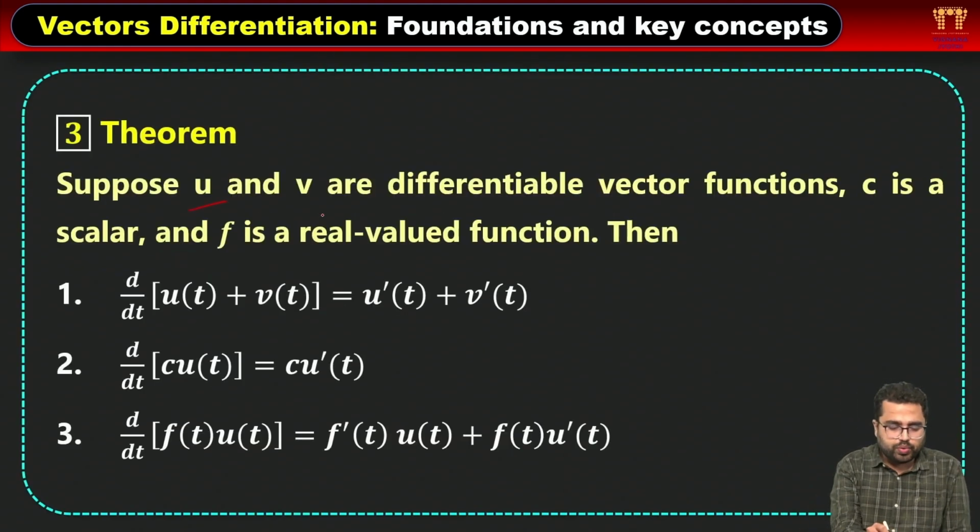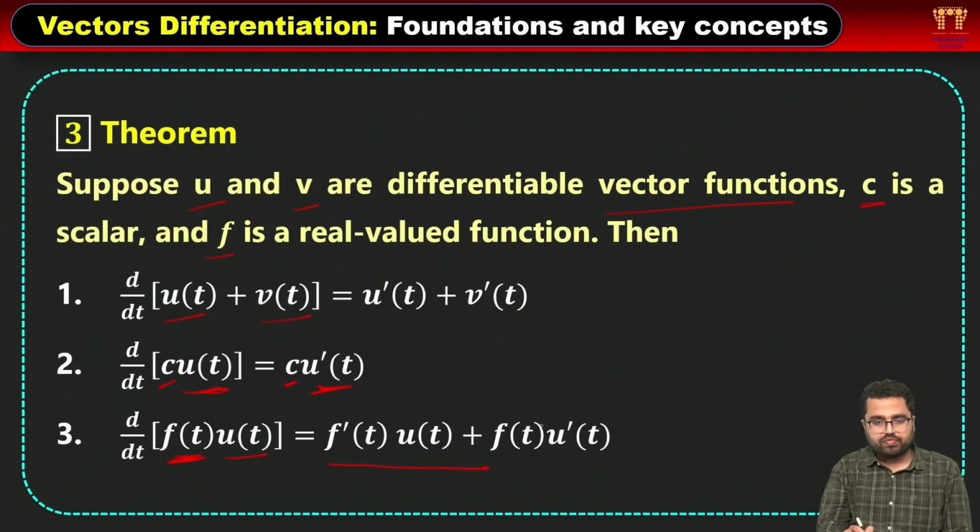Next we will see some rules of differentiation for vector valued functions. If u and v are two differentiable vector functions, c is some scalar and f is a real valued function, what are the rules? d by dt of u of t plus v of t is u dash t plus v dash t, same as real valued functions. If a scalar is multiplied to a vector u, c is taken outside and multiplied with u dash t. If a vector function is multiplied by a real valued function, as you used the product rule in real valued functions, you do the same here: f dash t u t plus f of t u dash t.